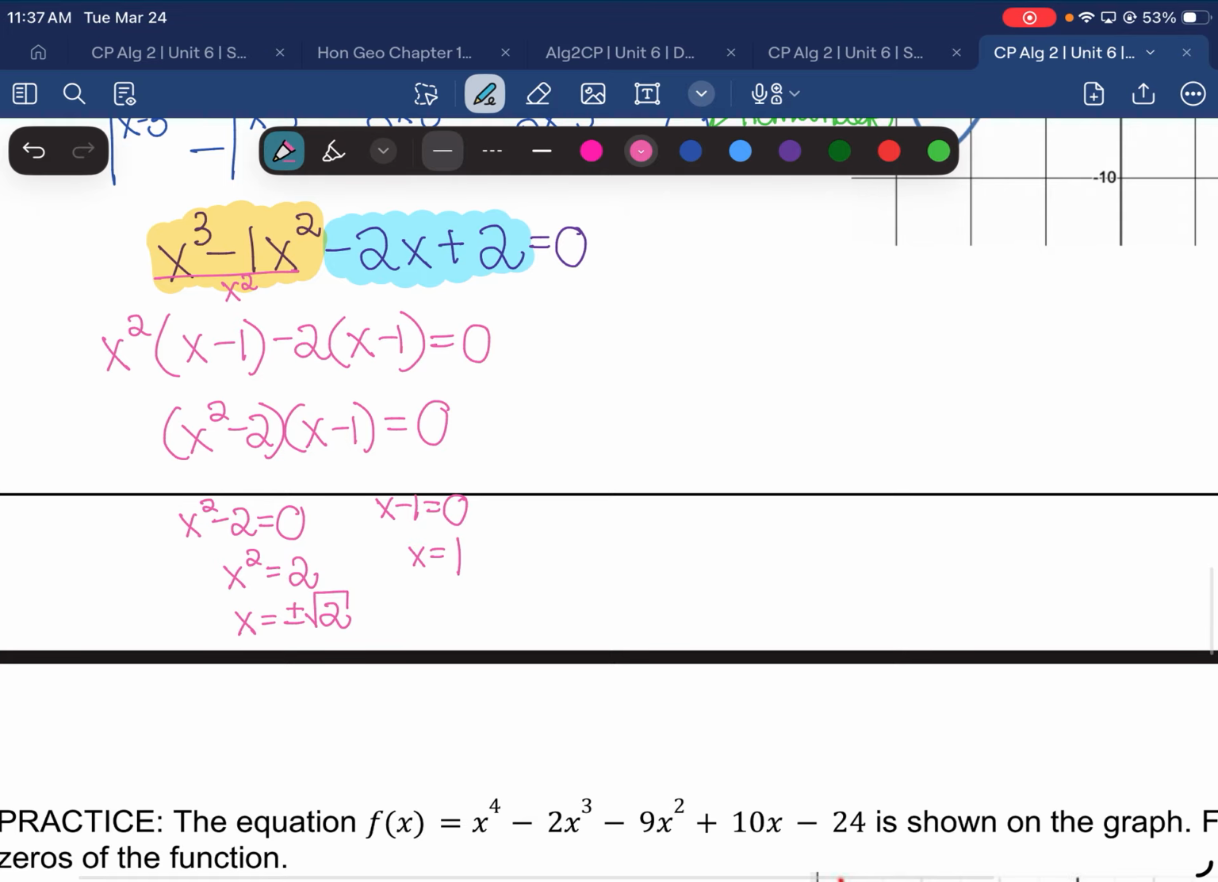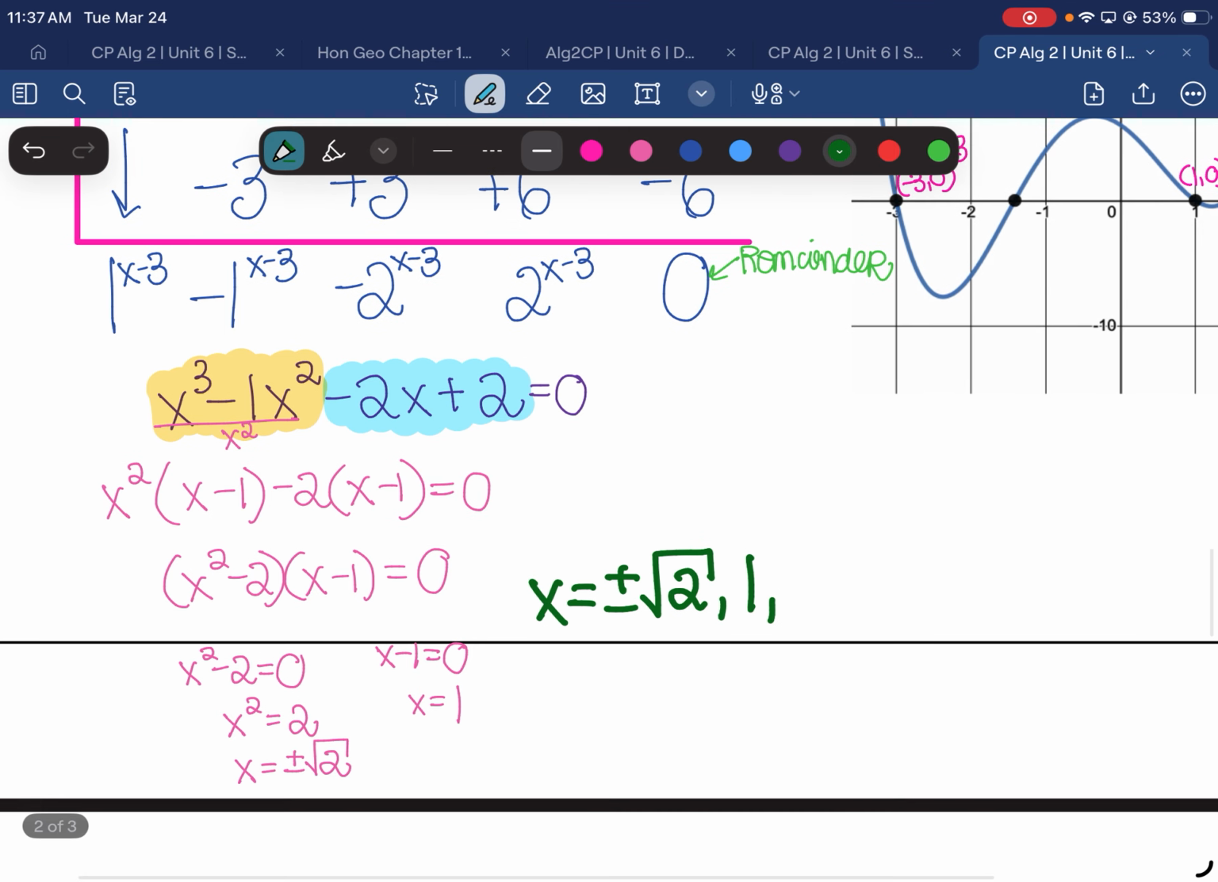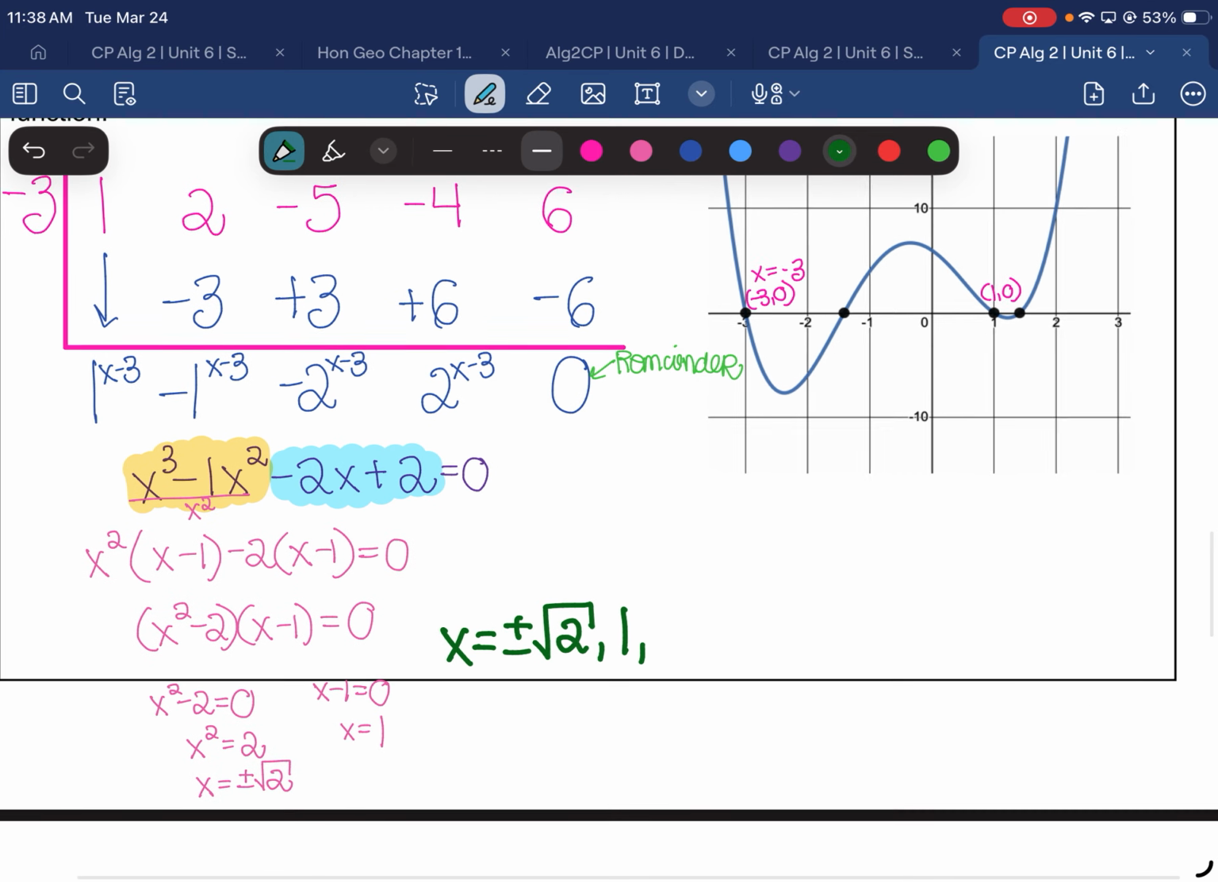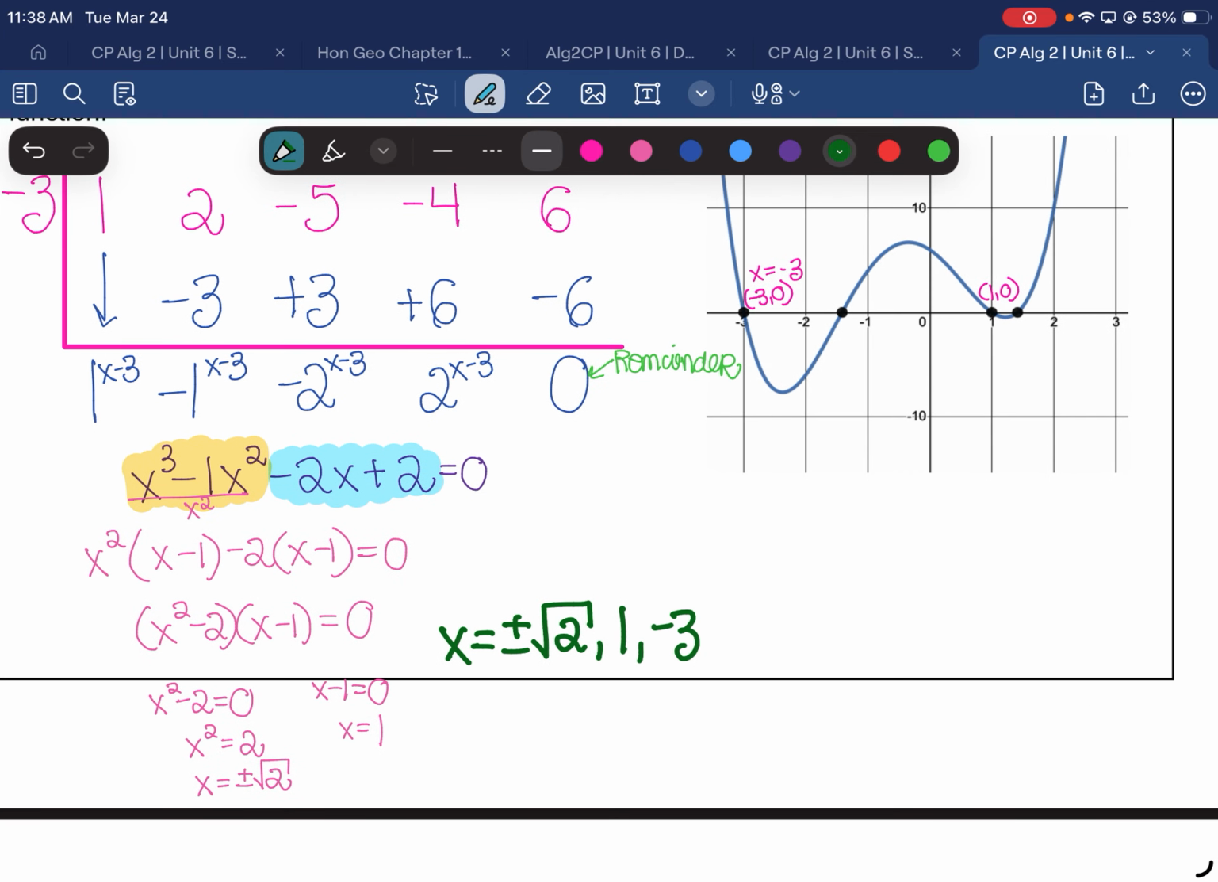So what's your answer? You've actually got 4 of them. You told me that at the beginning. X equals plus or minus radical 2. X equals 1, which we knew because it was part of our graph. You just also found that by factoring. And then also x equals negative 3.